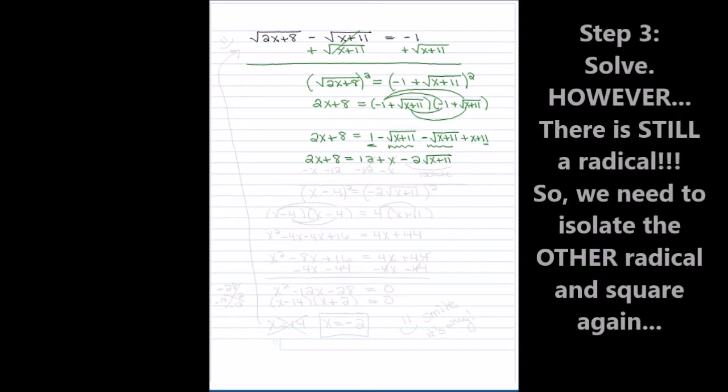So what we're doing now is we need to isolate this other radical. The negative 2 radical x plus 11, I need to isolate this. So in order to do that, I got to move that 12 and I got to move the x to the other side. So it's like we're starting the process all over again. When I do that, I get x minus 4 is equal to negative 2 square root x plus 11.